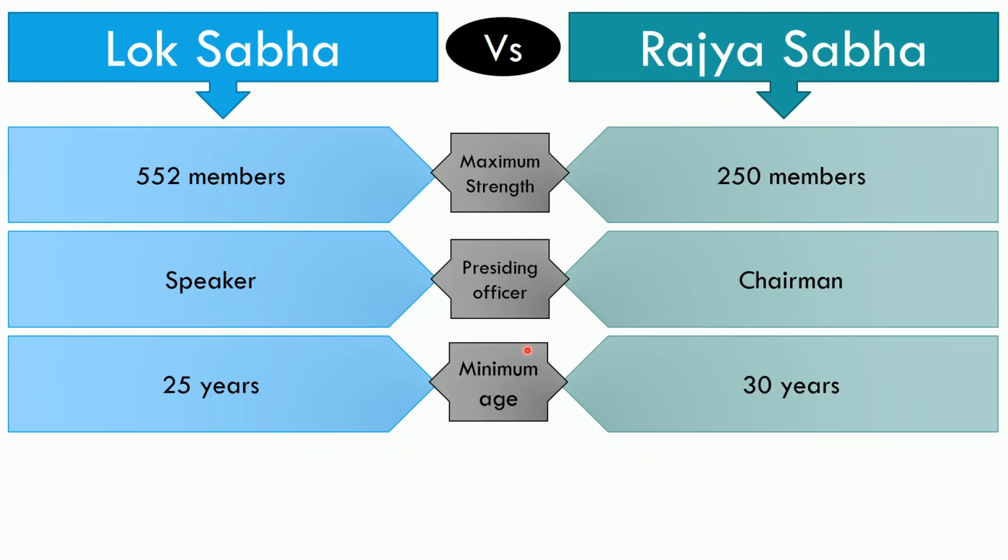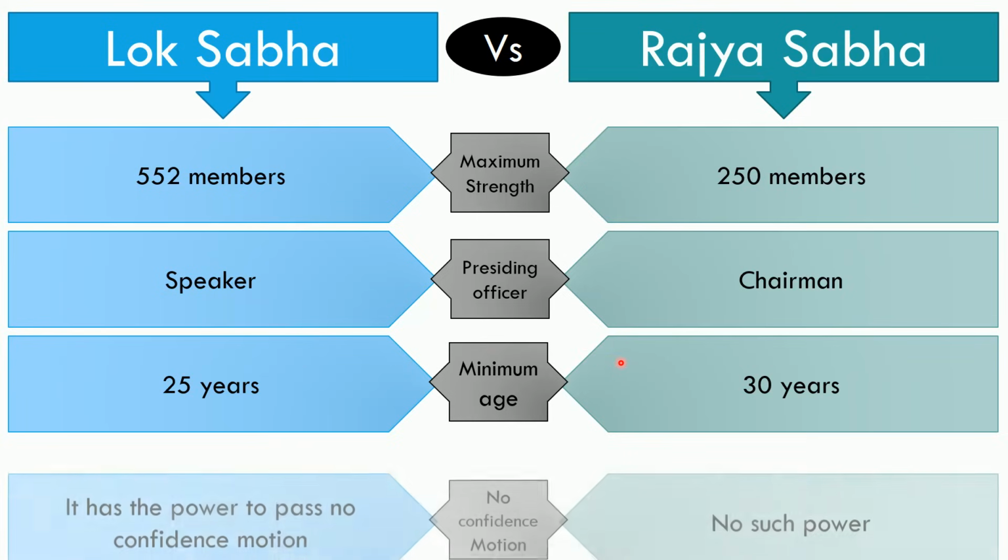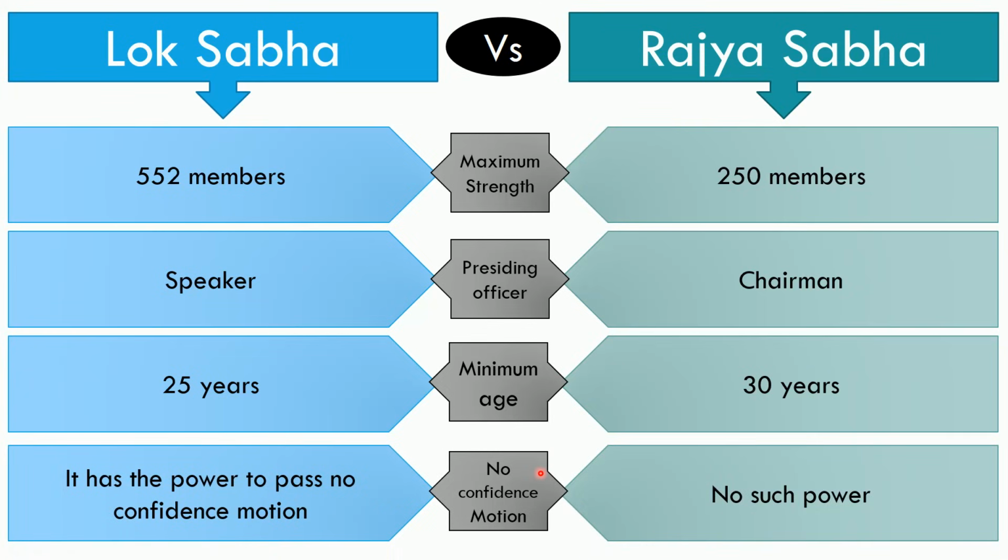The minimum age for becoming a member of Lok Sabha is 25 years, whereas to become a member of Rajya Sabha, one has to attain the age of 30 years. When it comes to power, Lok Sabha has the power to pass a no confidence motion, which when done, the Council of Ministers has to resign. On the other hand, Rajya Sabha has no such power.